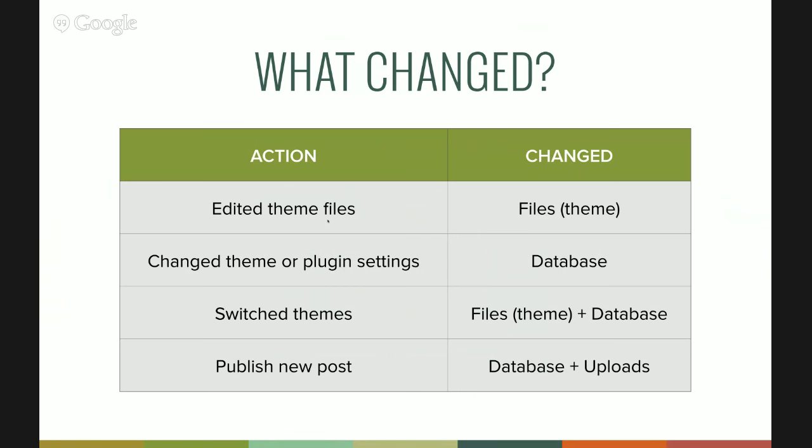Let's look at another scenario. Let's say you change the theme or plugin settings. So you went into Genesis, you changed the SEO settings, or you use the WordPress SEO plugin and you change the settings there. So in this case, you didn't install anything new, so no files have changed, but settings changes are saved to the database. And in this case, the thing that has changed is the database. So you really only need to transfer the database to the production site.